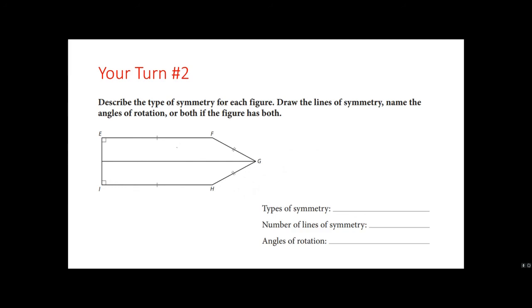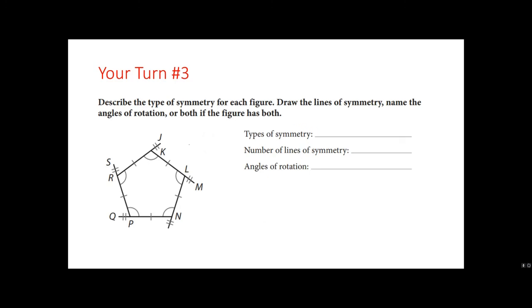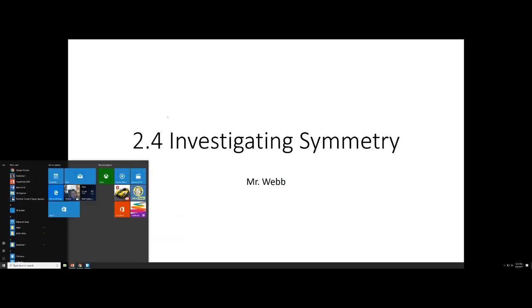All right, your turn number 2. Same situation. Types of symmetry. If they have both lines and rotation, or just one of them, or neither, give me the number of lines of symmetry and the number of angles of rotation. Same deal, same deal. So get some practice.